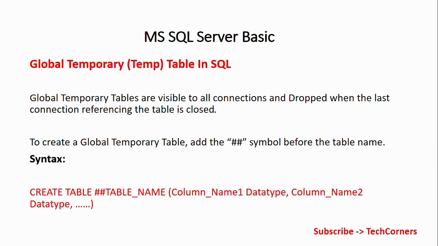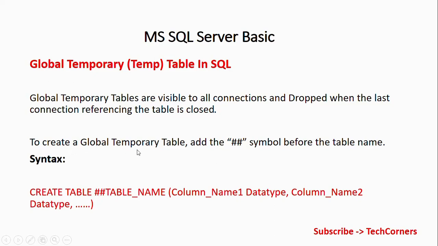In the last video, we learned how to create a local temporary table. In this video, we will learn about the global temporary table. So what is a global temporary table? Global temporary tables are visible to all connections and are dropped when the last connection referencing the table is closed. We'll see what this means in a bit in SQL Server.